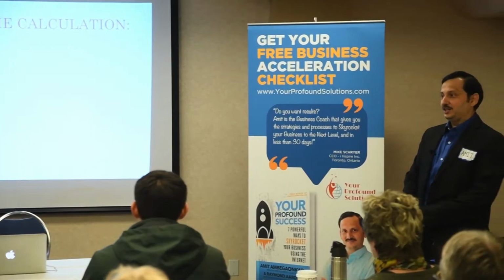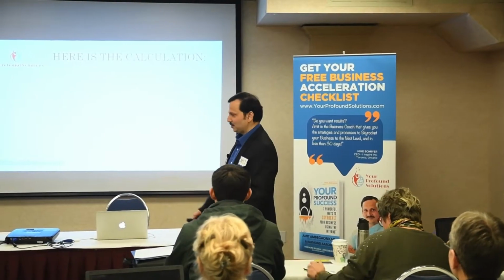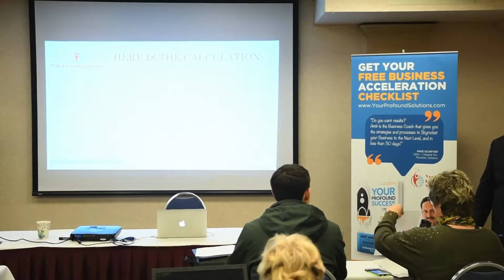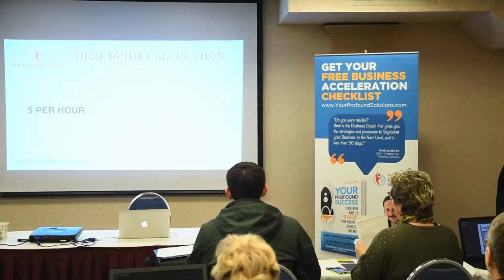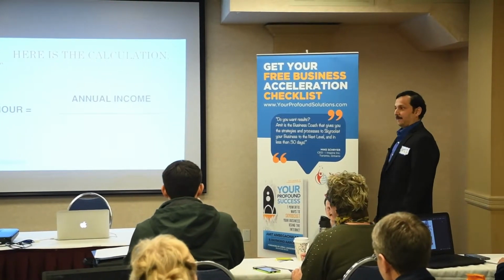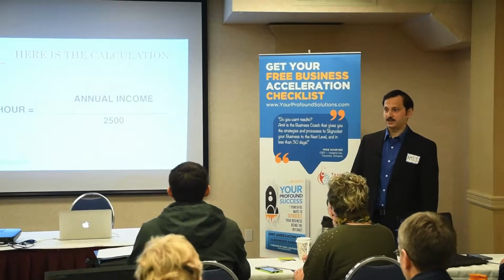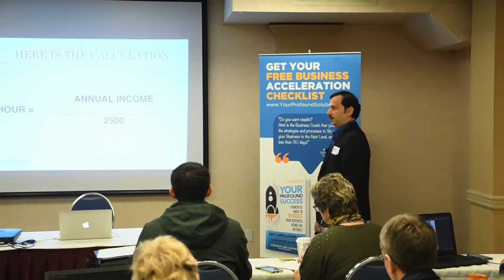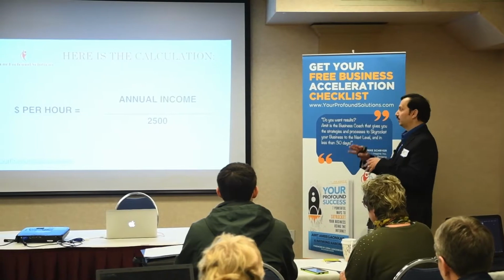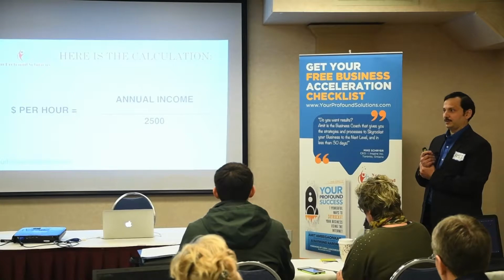All right, ready? So here is the calculation. Okay, you'll need lots of calculators and lots of big computers to figure this out. So here's the calculation. Your dollar per hour is equal to your annual income divided by 2,500. There is a big calculation behind that 2,500, but we are not going to go into it. This is the simplest calculation that you can do. Dollar per hour is annual income divided by 2,500.